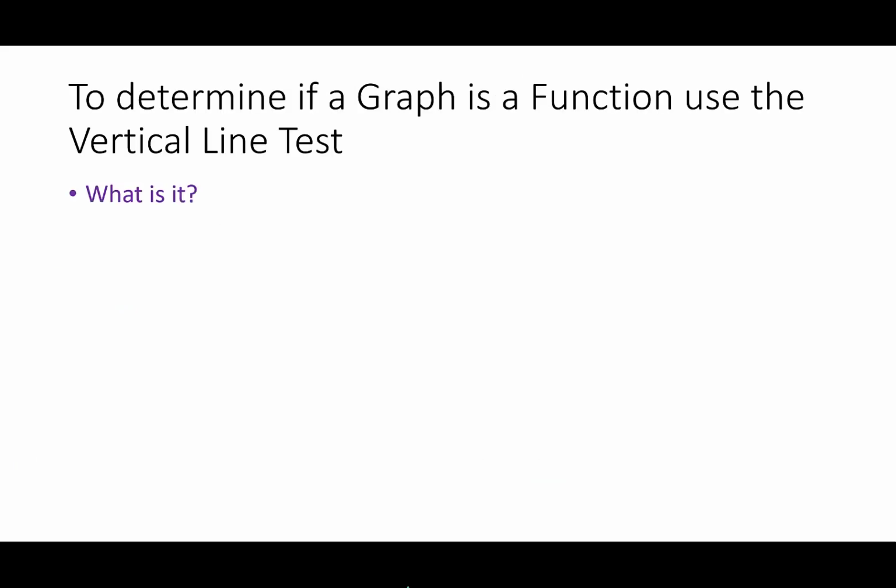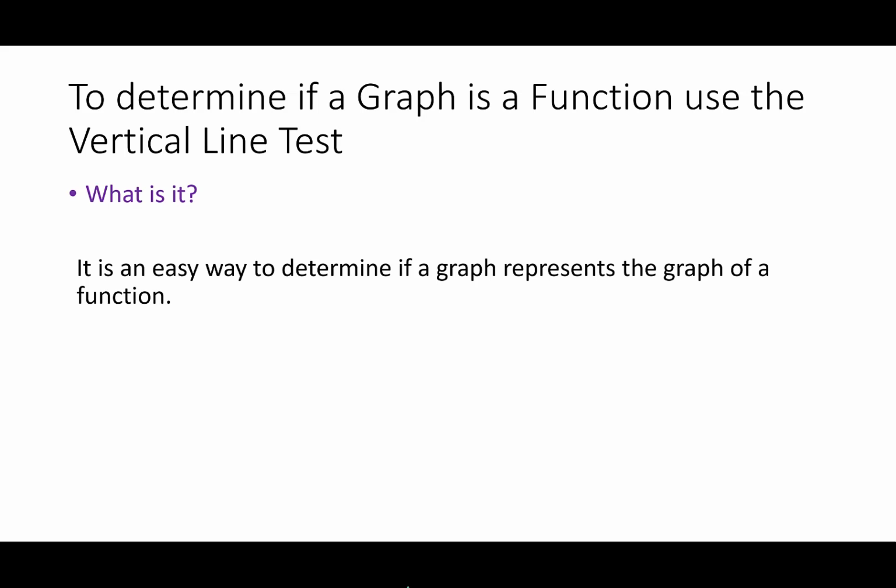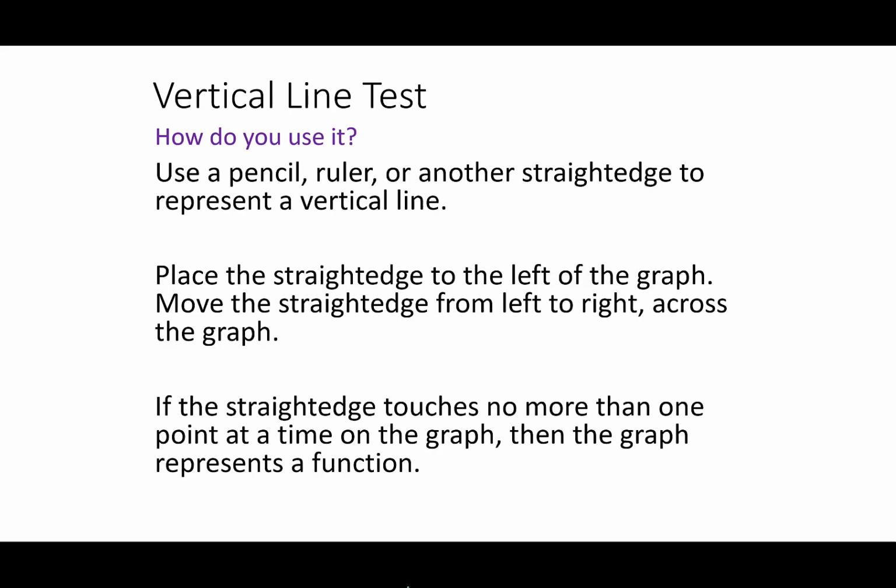All right, so now we're going to talk about doing graphs. And in order to determine whether a graph is a function, we're going to use what we call a vertical line test. What is this? Well, it's the easiest way to determine whether a graph is a function. And how we use it is we take any straight edge to represent a vertical line. So a ruler, a pencil, anything that is a straight edge. We're going to place that straight edge from the left of the graph and move it across from left to right. So if my straight edge touches no more than 1 point at any time on my graph, then the graph is going to represent a function. And this is my example here.